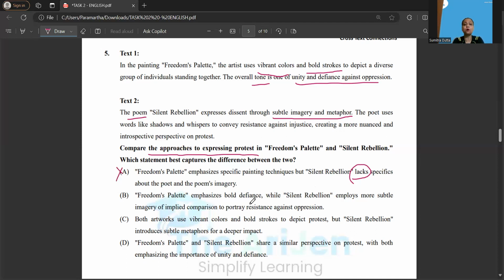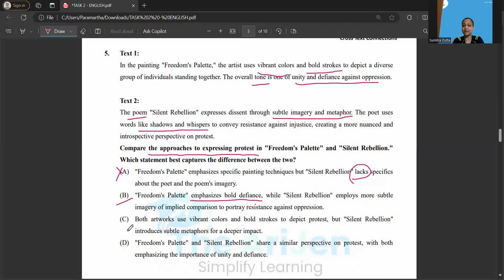Number B, Freedom's Palette emphasizes bold defense, while Silent Rebellion employs more subtle imagery of implied comparison to resistance against oppression. So see, emphasizes bold defense. Yes, they actually emphasize bold defense through how? Vibrant colors and bold strokes. And thus they put up the idea of boldly defending against some type of oppression in the society. Silent Rebellion employs what? Subtle imagery. Yes, they used imagery, words like shadows and whispers, of implied comparison to portray resistance against oppression. So this could be the answer.